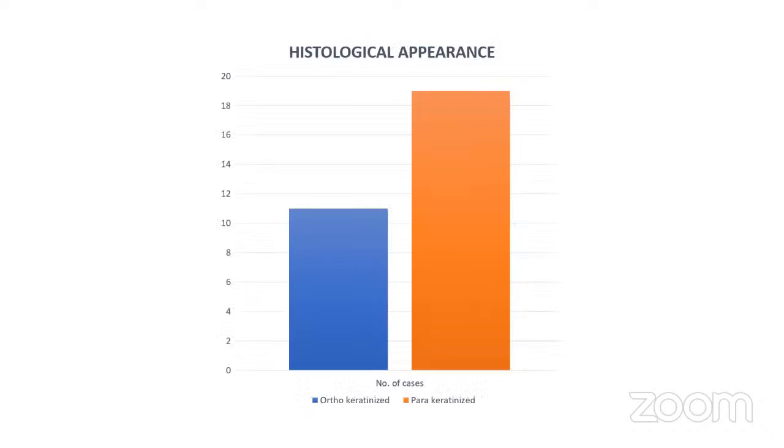Histological appearance: parakeratinized were more common than the orthokeratinized. This supports the literature that orthokeratinized cases have a lesser tendency, or lesser proliferative activity, compared to the parakeratinized.